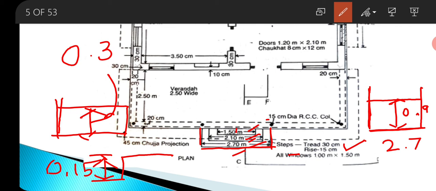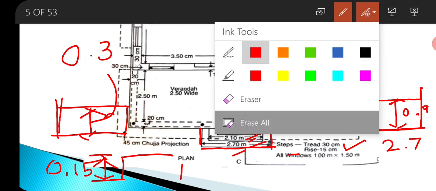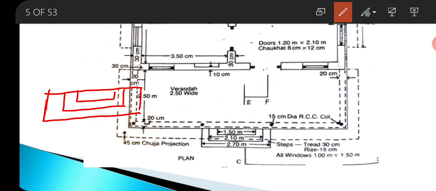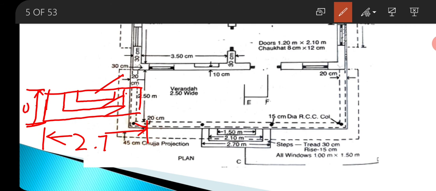Clear? First we will prepare this step, then over that we will prepare this, then we will prepare this one. So for the bottommost portion, the length of the step is 2.7 and the width becomes how much? This is 30, second one is 30, third one is 30. The tread is given as 30 centimeter. So the width becomes 0.9.